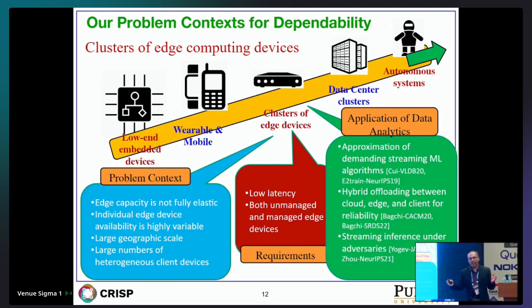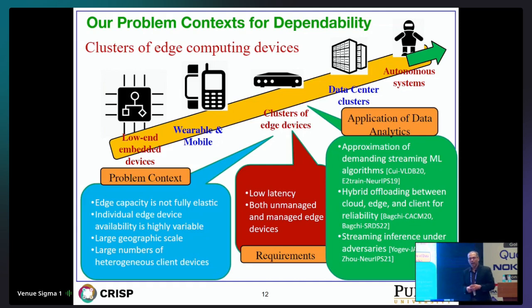The geographic scale is much larger. You can have an edge device here, you can have an edge device in Hyderabad, and these edge systems, in somewhat of a futuristic scenario, are supposed to be able to work together across these large geographical scales. And then the client devices which are accessing these edge devices are extremely heterogeneous.